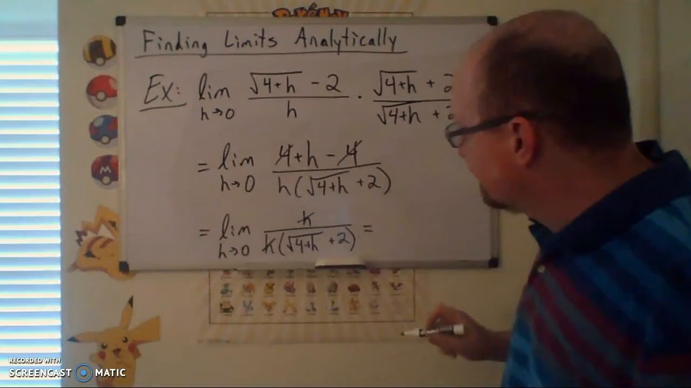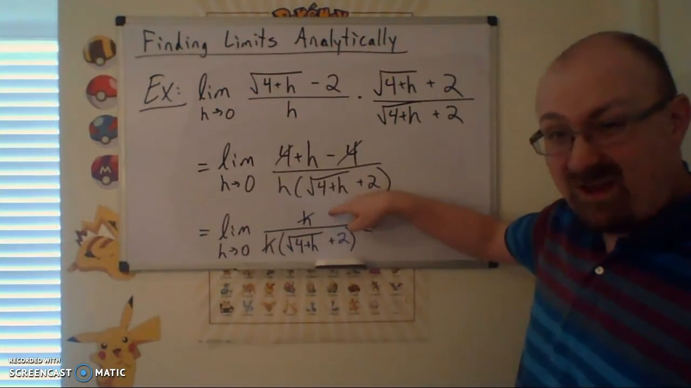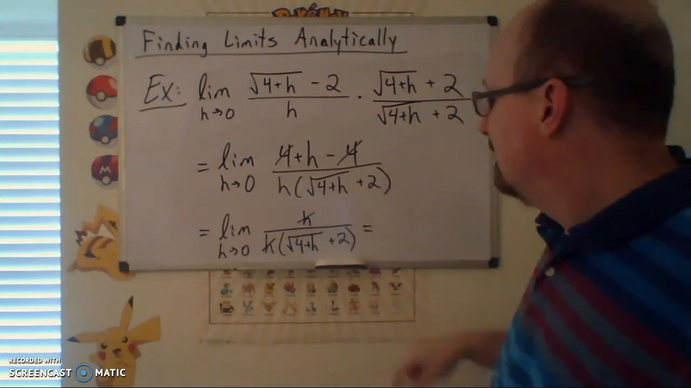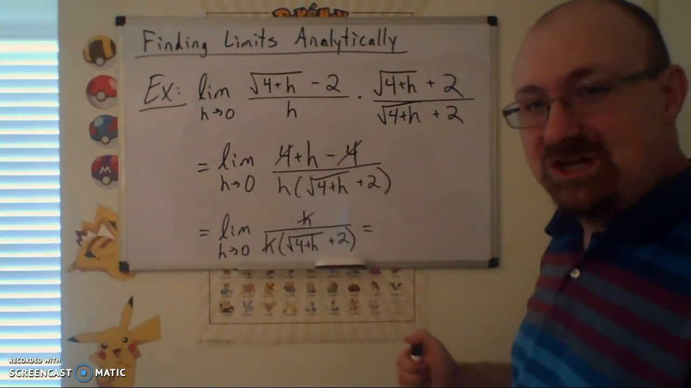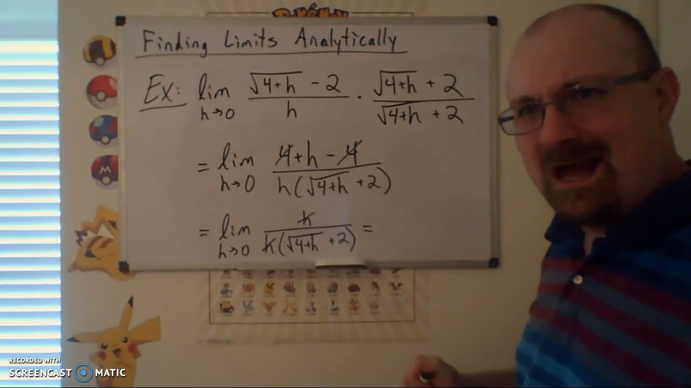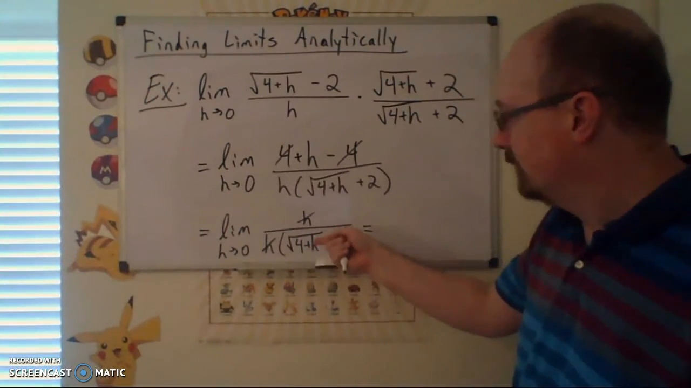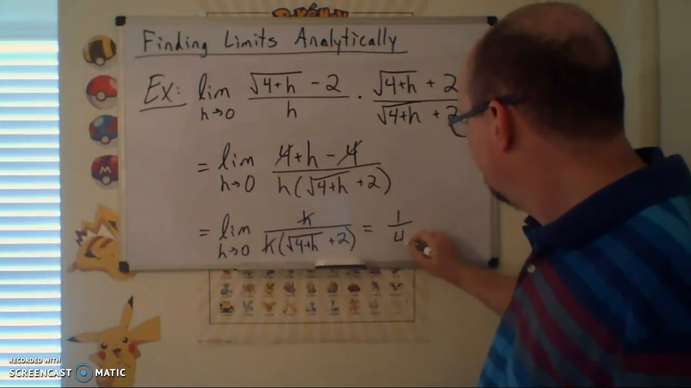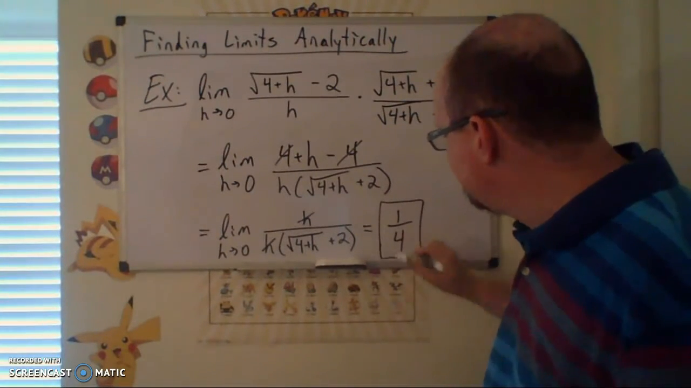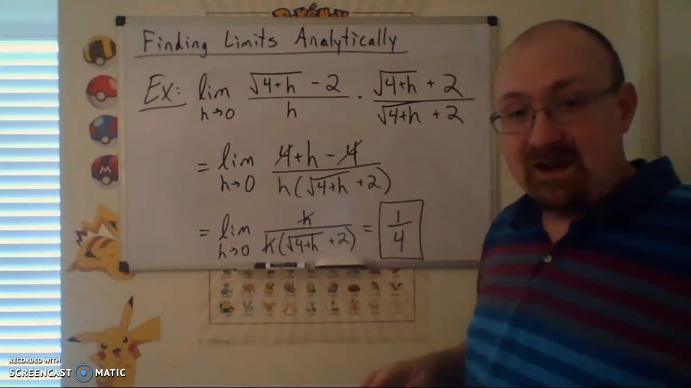Anyway, in the interest of board space, I'm not going to completely rewrite this thing, but all we've got left in the numerator is a 1. And down below, now we can plug in h equals 0 without anything going sideways on us, because the square root of 4 is 2, and 2 plus 2 is no longer 0, it's just 4. So direct sub at that stage gives us a limiting value of 1/4, which is kind of nice.